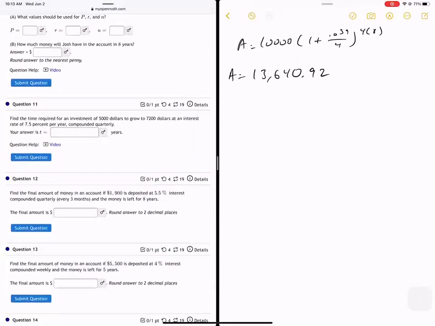Find the time required for the investment of $5,000 to grow from 5,000 to 7,200, with an interest rate of 7.5% per year, compounded quarterly. Quarterly, remember, n is equal to 4. Now they didn't tell me the time. They said find the time. Okay, so we have to find the time now.